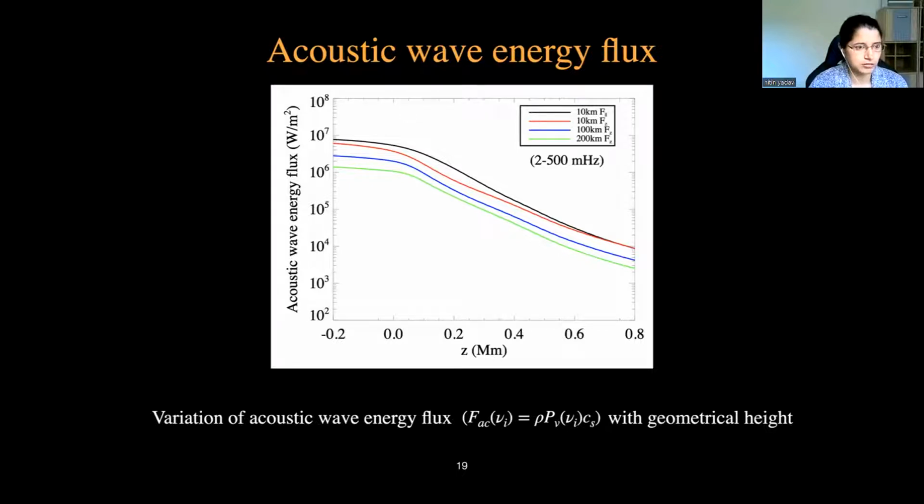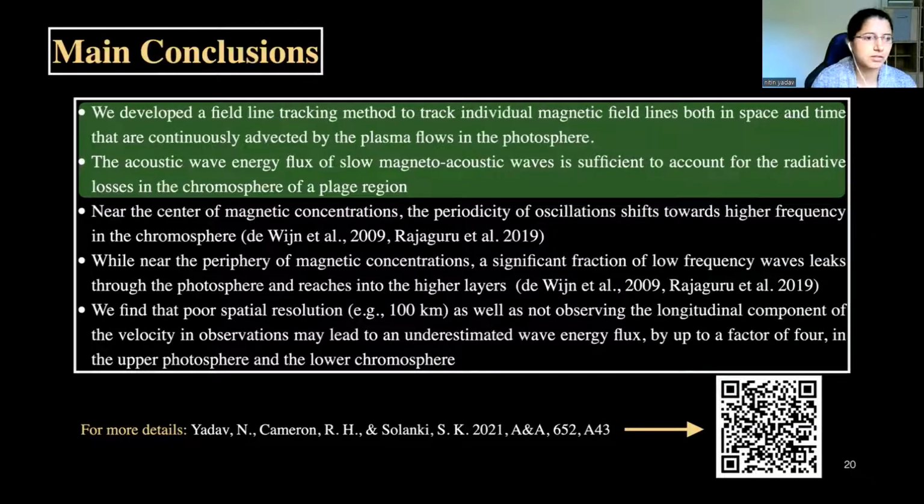The height range from 500 to 800 kilometers falls in the low chromosphere, and the energy flux available at 800 kilometers above the surface is approximately 10⁴ watt per meter squared, which is sufficient to balance the estimated radiative losses in the layers above this height. So basically in this work, we developed a field line tracking method to track individual magnetic field lines, both in space and time, which are continuously advected and jostled by the plasma flows at the solar surface. And we found that the acoustic wave energy flux due to these waves is sufficient to account for the radiative losses in the chromospheric region of plage.